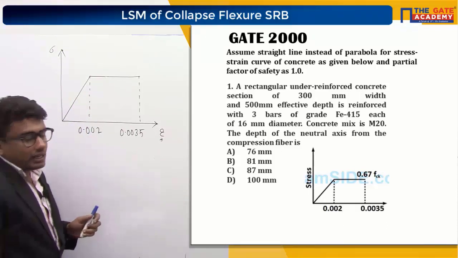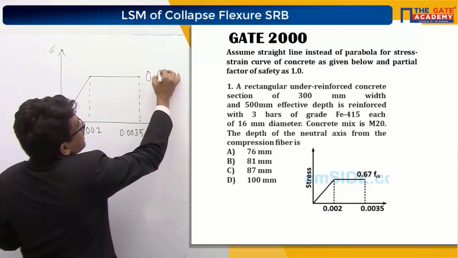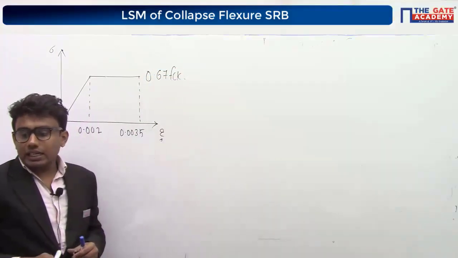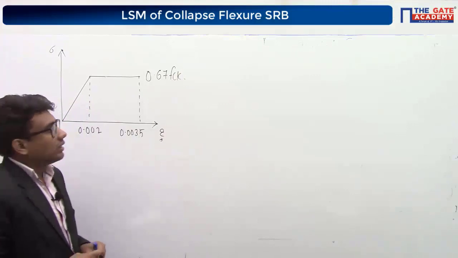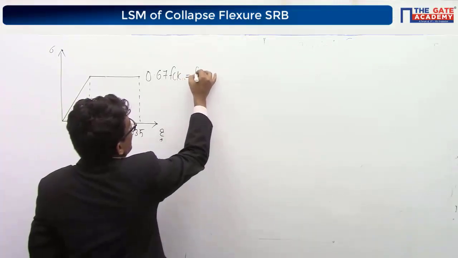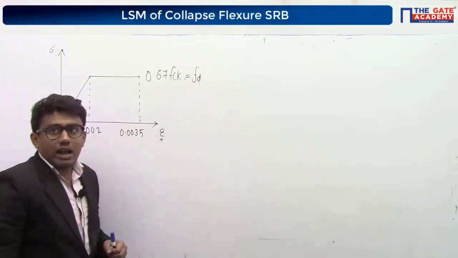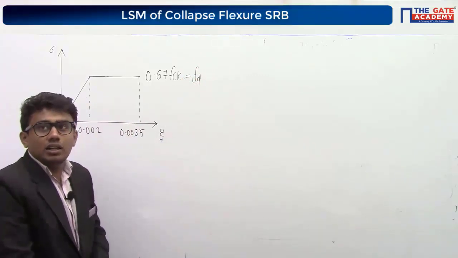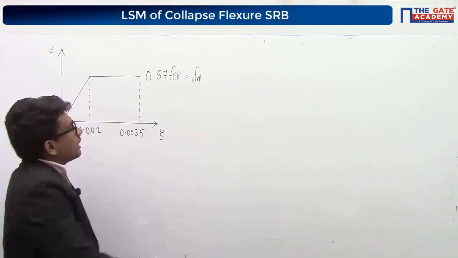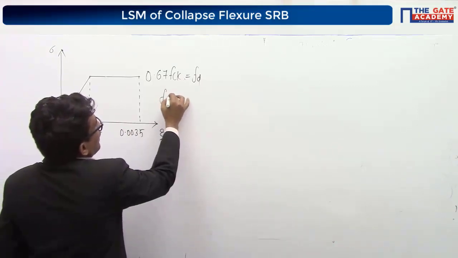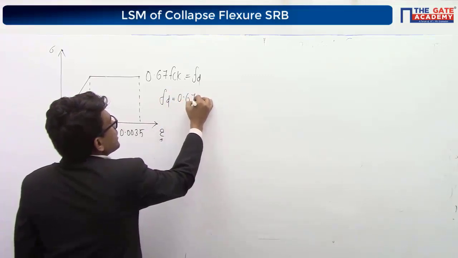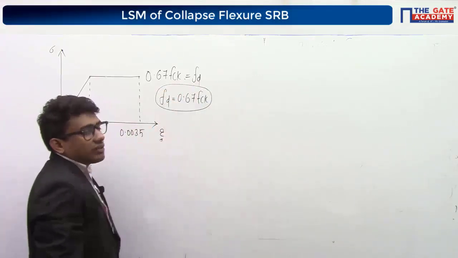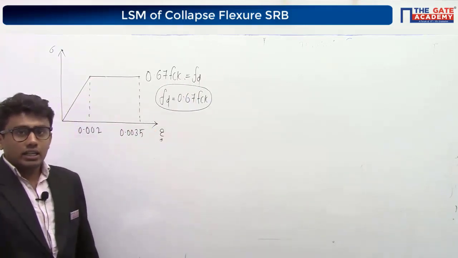It is also given that the design strength is 0.67 FCK and the partial safety factor is also given as 1, which means that this is actually our design strength FD. We don't have to consider 0.45 FCK. Whichever model this is, model number 2, I guess. The design strength value will be equal to 0.67 FCK as given in the question. The partial safety factor to be considered for concrete is 1.